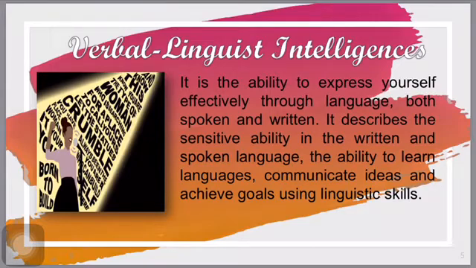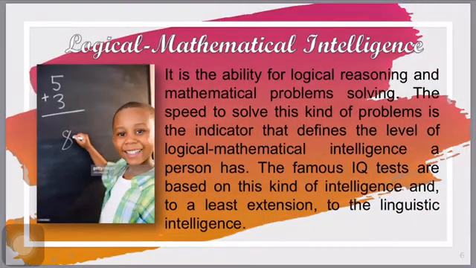Next is logical-mathematical intelligence. It is the ability for logical reasoning and mathematical solving, and the speed to solve these kinds of problems is the indicator that defines the level of logical-mathematical intelligence a person has. It is the ability to calculate, quantify, consider propositions and hypotheses, and carry out complete mathematical operations.